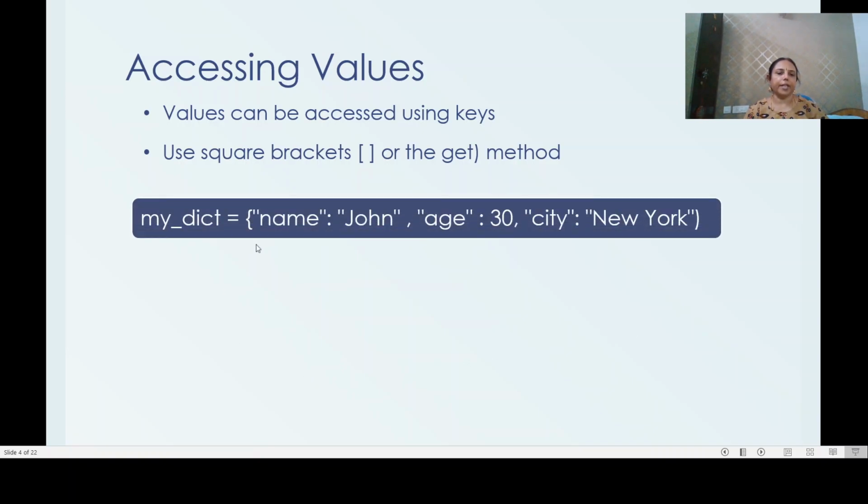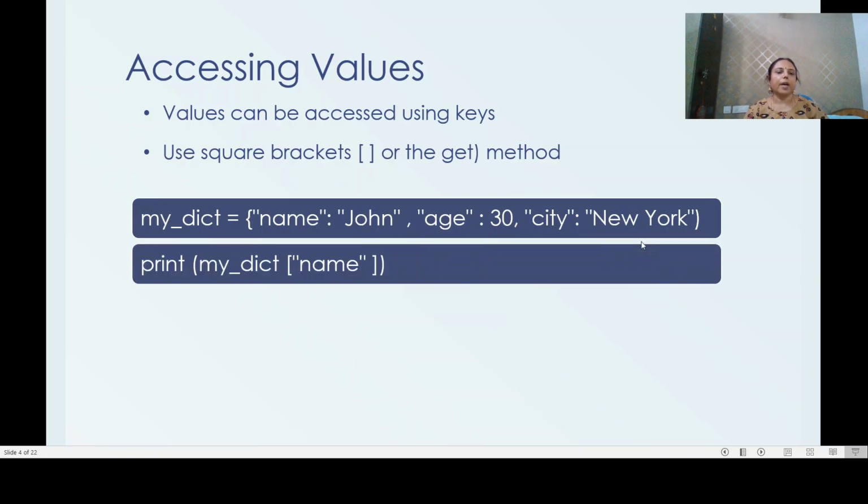I have a dictionary with name John, age 30 and city Newark. Now I can access the value by specifying the key. Here the keys are name, age and city. So you give mydict, and within the square bracket you give name. It will give me the value, that is John.